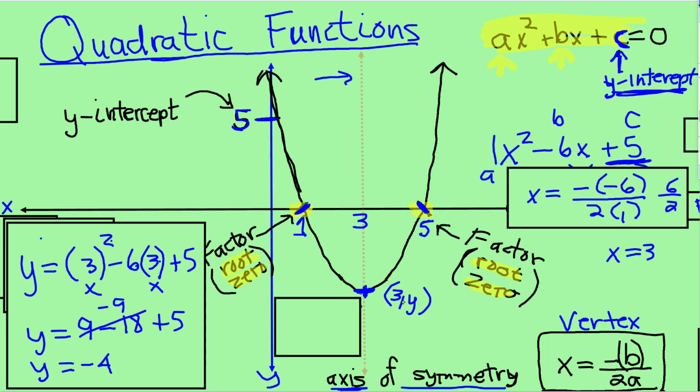So where that y is, we can say, oh, the vertex is down there at negative 4. And there we have all the parts of a quadratic. If you know where the vertex is, or if you know where the factors are and the y-intercept, you can sketch the graph of any quadratic. All right, that's it for this.